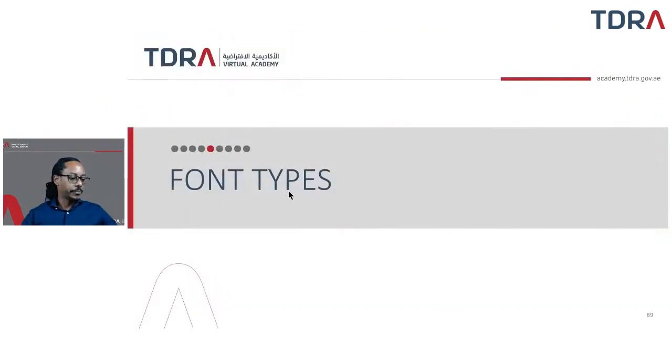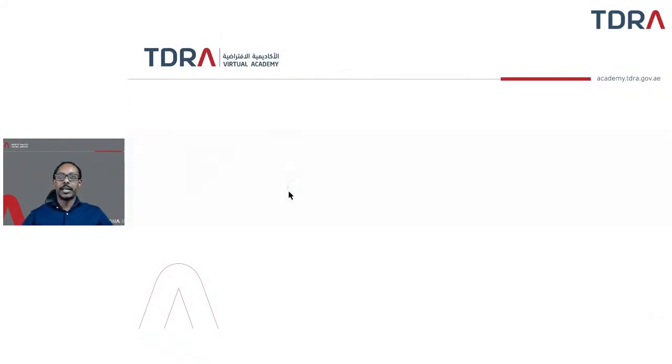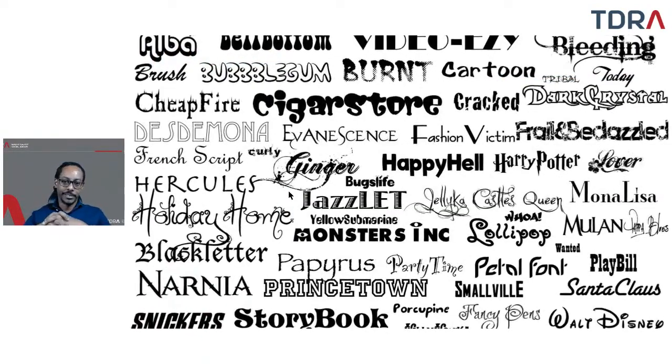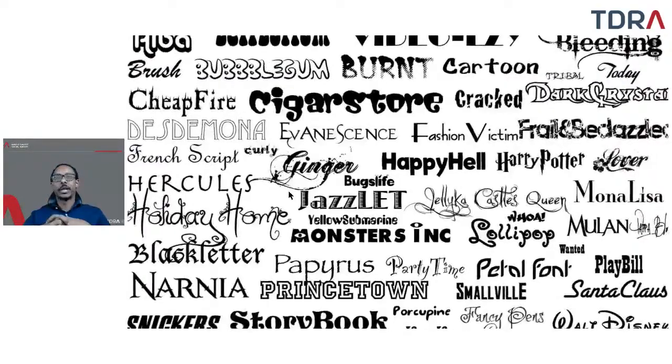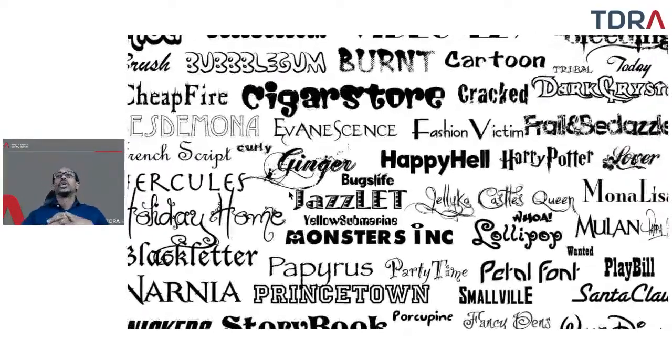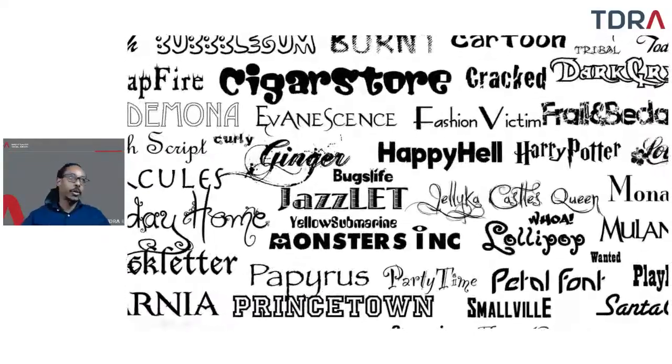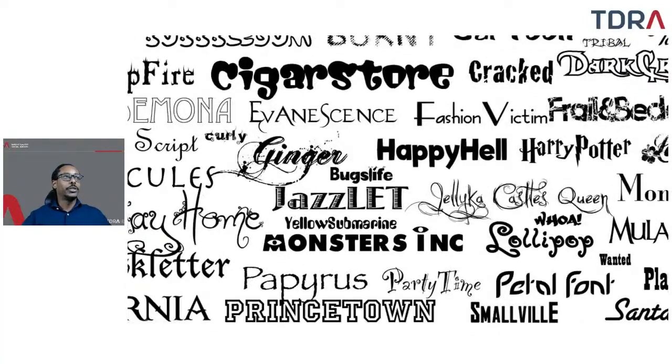Next, we have font types. Now, in font types, it's really sometimes annoying, because you don't know what font to use. You don't know how many fonts I should use. So a question to you guys, what do you think is the best number of fonts to use in one presentation? How many fonts should I use in one presentation?